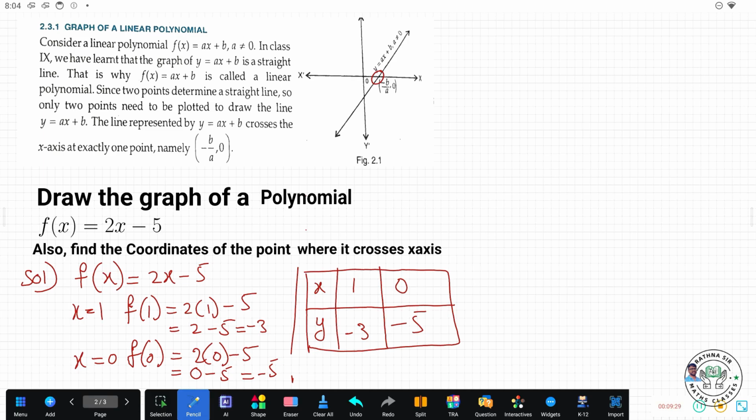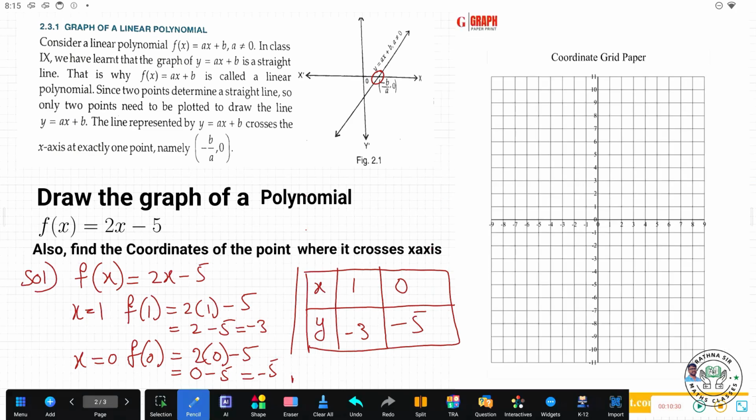సో గ్రాఫ్ డ్రా చేసుకోవడానికి we need an x-axis. So this is, now it's looking good. Okay, so we will try to plot these points. First point is 1, minus 3. So where is 1, minus 3? So this is 1. 1, minus 3 is this point. And second point is 0, minus 5. So where is 0, minus 5? This is 0, and 0, minus 5 is this point.